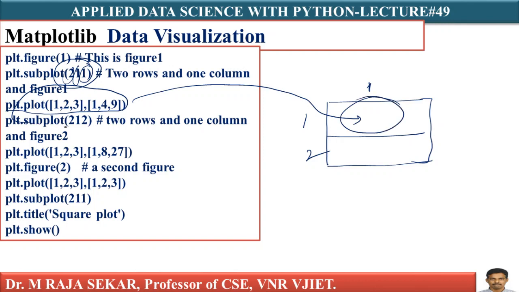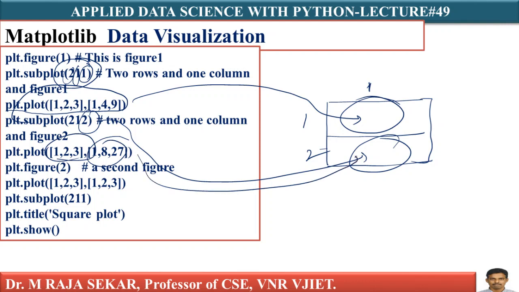plt.subplot(2, 1, 2). What does it mean? 2 rows, 1 column. This is figure 2. What will it display? It will display a line between 1, 2, 3 and 1, 8, 27. I can say it is 1 squared, 2 squared, 3 squared, or 1 cubed, 2 cubed, 3 cubed, whatever it may be.